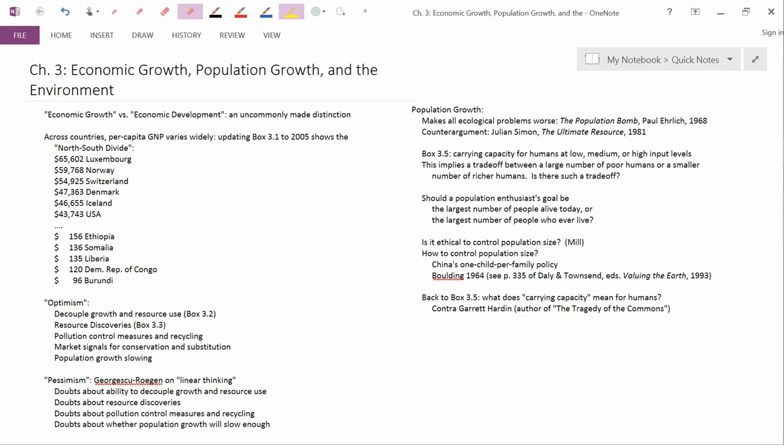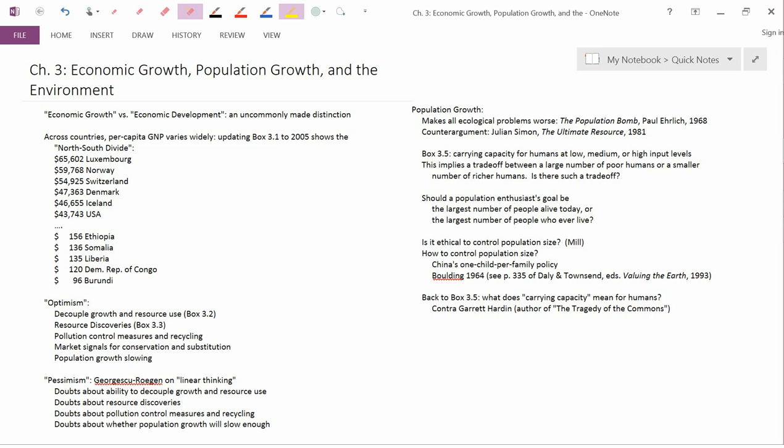Now, these distinctions can't be taken too literally. Australia, for example, is extremely far south, and yet it's a rich country. Still, to illustrate the north-south divide here, I've got 2005 per capita GDP numbers, first for the richest countries. You see Luxembourg, Norway, Switzerland, Denmark, Iceland, and the USA with per capita incomes between $43,000 and $65,000. And then the poorest countries, Ethiopia, Somalia, Liberia, the Democratic Republic of Congo, and Burundi, with per capita incomes between $156 and $96. So that's per person per year. So certainly, just as the book illustrated when the book was written, there's a wide variety of income levels across the world.